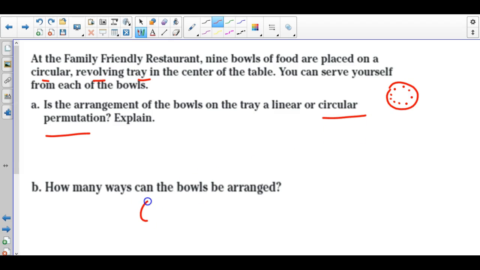So how many ways? You have 9 bowls. You just take away the 1, throw a factorial on there. So 8 factorial is going to come out to 40,320 different arrangements. That would be like if you just picked 9 total bowls and threw them on a tray. If you rotated that entire tray one time, it's still the same order of bowls. That's why we're doing this formula in the first place, because of those repetitions, which would occur 9 times for each one of those orders. So by just taking away the 1 and throwing a factorial on there, we have our answer.